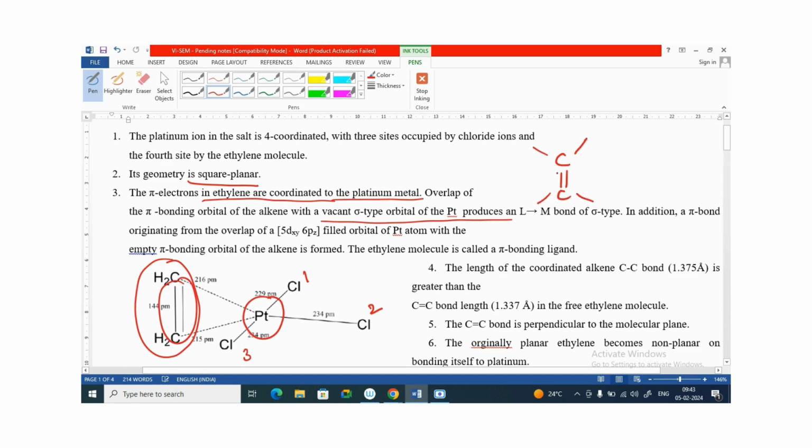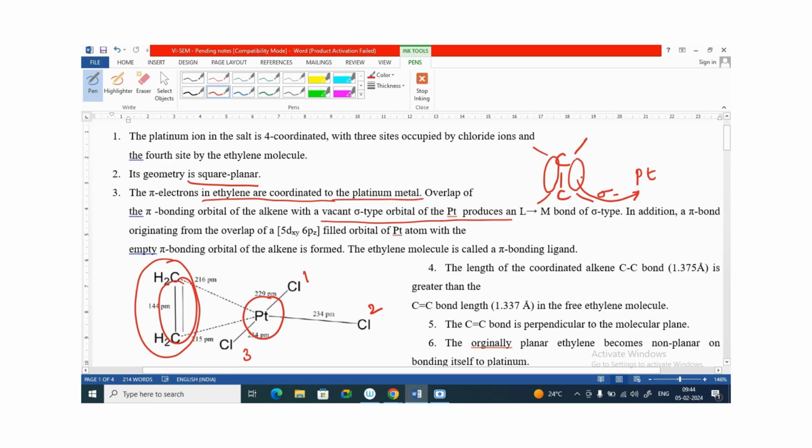bonding. So, here we have sigma and pi. This pi bond has two lobes. One is lying above the two carbon atoms and one below the two carbon atoms. So, among these two lobes, one lobe of the pi bonding orbital gives its pair of electrons to the empty orbital of platinum, so that it forms a sigma interaction. In addition, a pi bond originating from the overlap of a filled orbital of platinum with the empty pi bonding orbital of the alkene is formed.